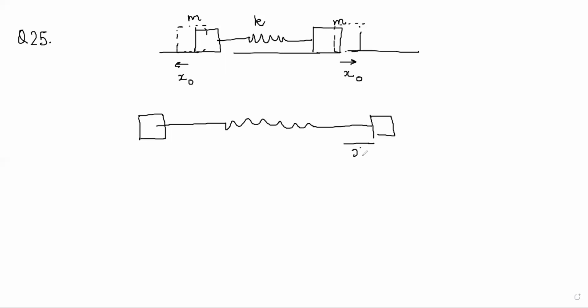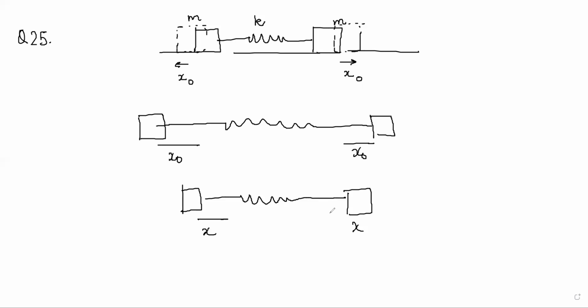So it has been displaced by x0 here and x0 here. And let's say there is an intermediate position when its displacement is x and x. You realize that the oscillation will be such that they will first be going like this and they will keep oscillating in this manner. So I'm talking about a point when the actual displacement from the mean position is x and x for both. This is the mean position when it was natural length.